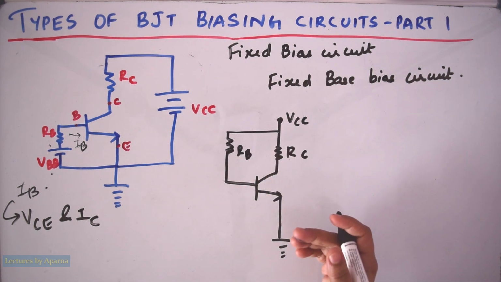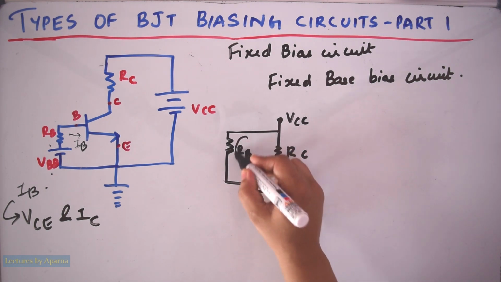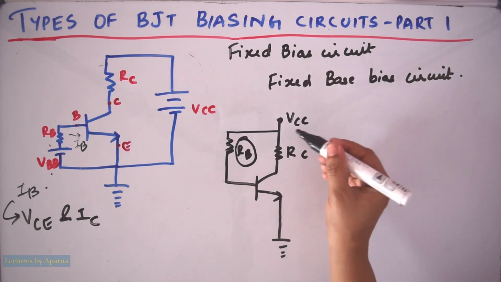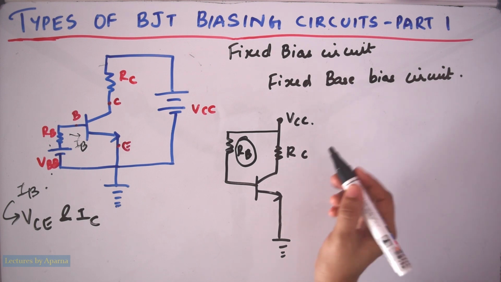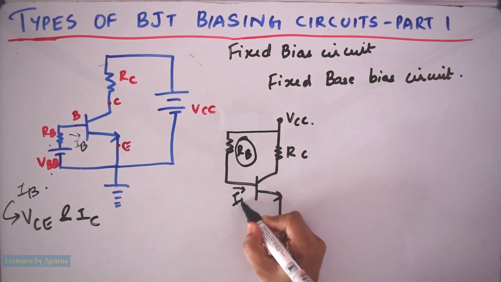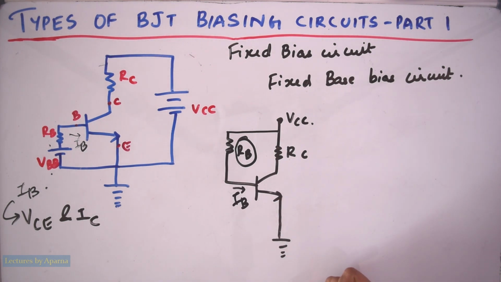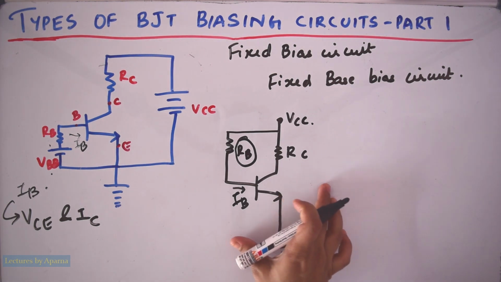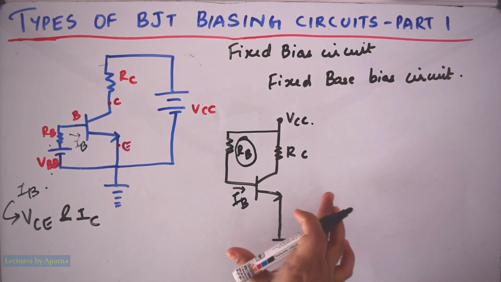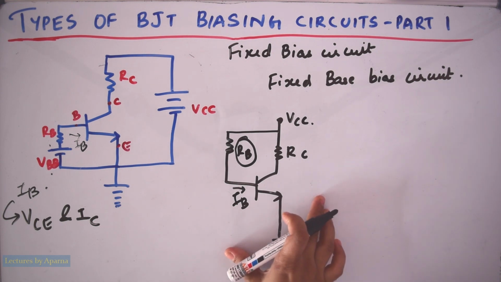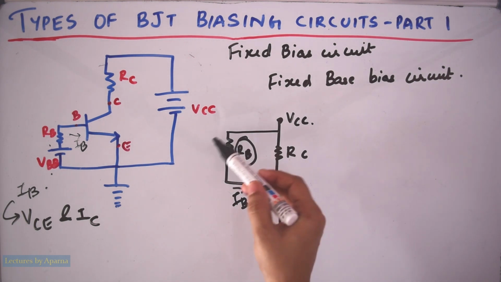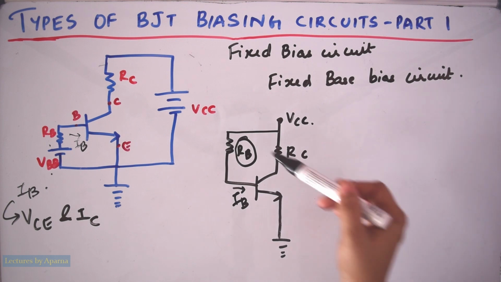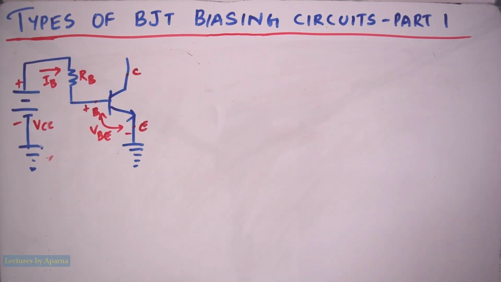Only thing is that you will have to choose the value of RB according to this VCC to get whatever value of IB you need. So from here on we are using this circuit as fixed bias circuit and we will do the analysis of this circuit now. First I am considering the input portion of this circuit.